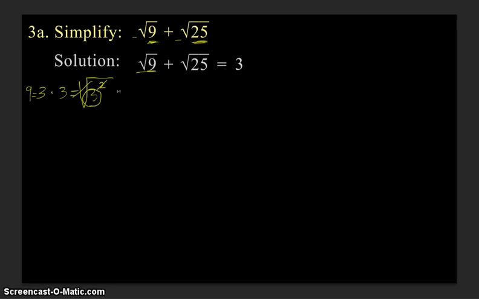yung 25 naman, 25 is 5 times 5. So, meron tayong 5 square. Square root of 5 square is 5. Cancel natin yung 2 na exponent and then yung index. So, lalabas si 5.